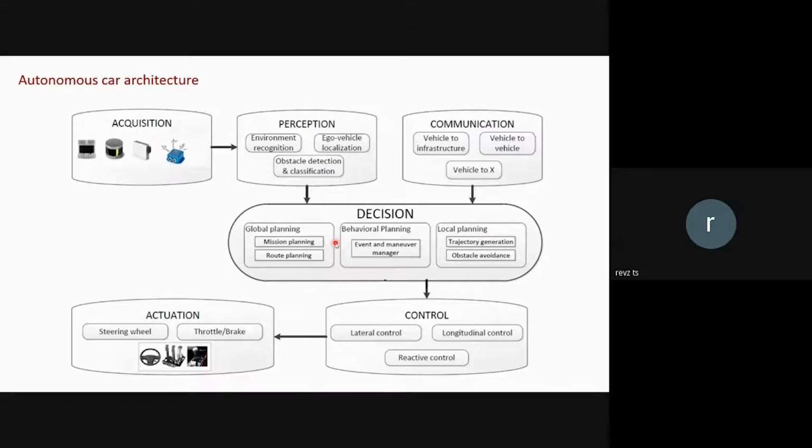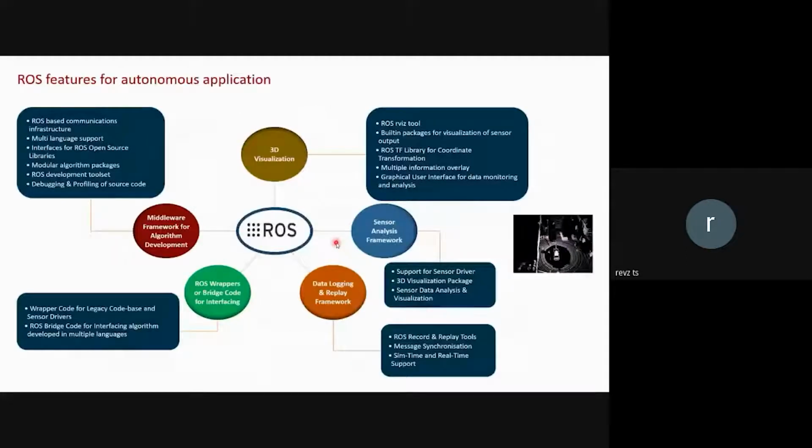All these modules, algorithm modules and sensors, need a common framework or software as middleware, and it is provided by the Robotic Operating System, ROS, software. These are some of the features provided for autonomous applications. So why have we chosen the Robotic Operating System for autonomous vehicles? Because it contains a lot of libraries and tools. Some of them are listed over here. The first of them is the sensor analysis framework.